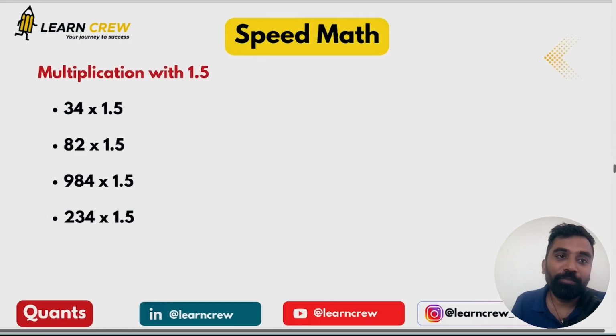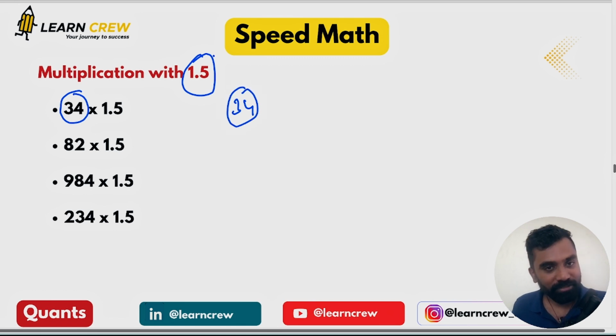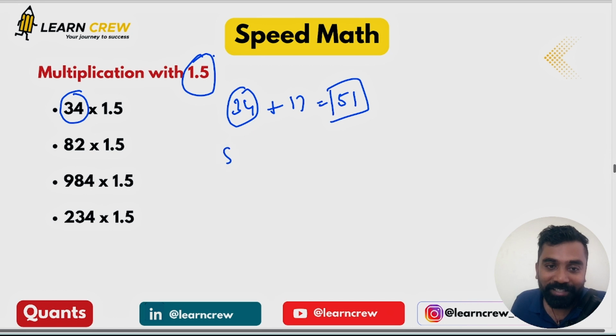Next, whenever you want to multiply a number with 1.5, easy again. What is 1.5? It is 150%. 100% is the number itself. What is 50% of 34? 17. 34 plus 17 is 51. That's all done. What is 82? 82 is 100%, plus half of 82, which is 41. The answer is 123. That's all done.